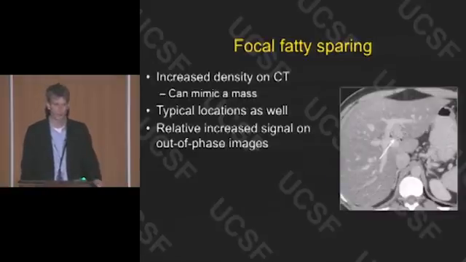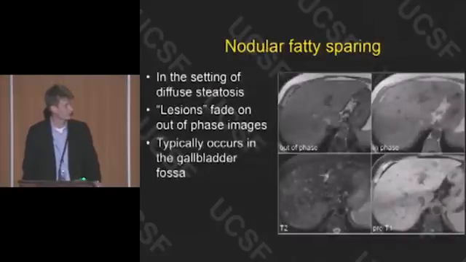On MR, this would be very obvious. You would just look at your in and out of phase. You'd see signal loss throughout the whole liver, whereas this region would retain signal in your out of phase compared to the in phase. Nodular fatty sparing.